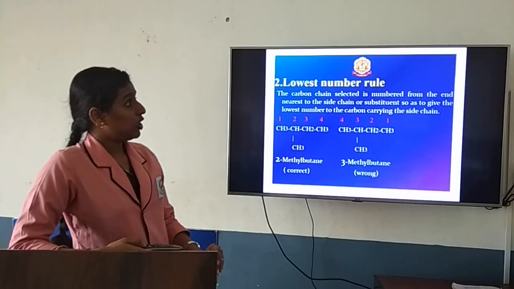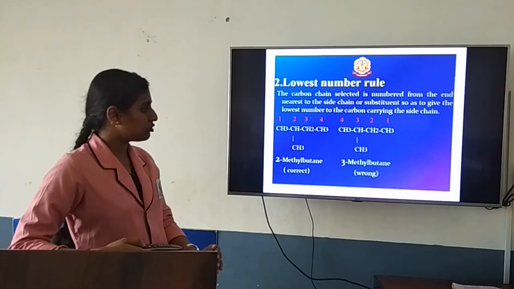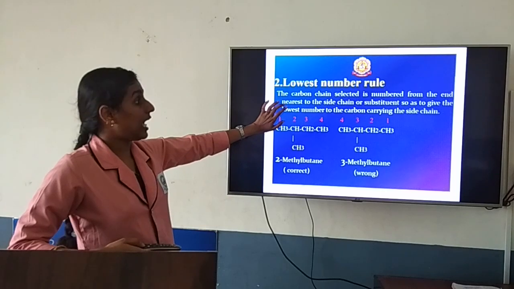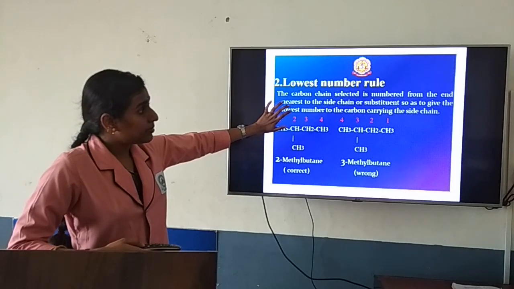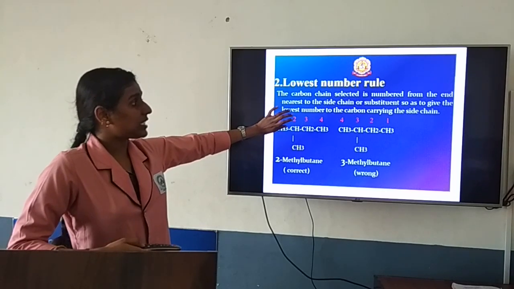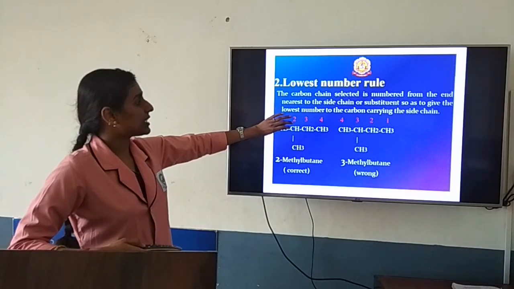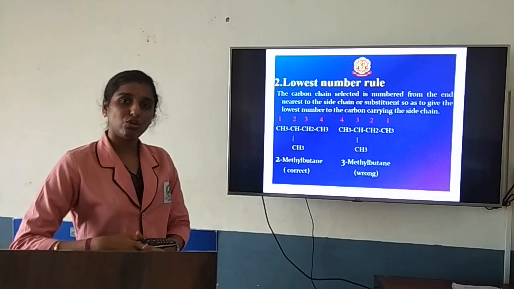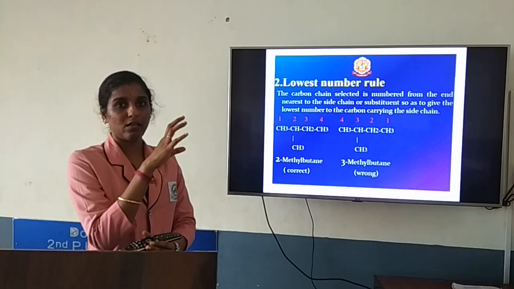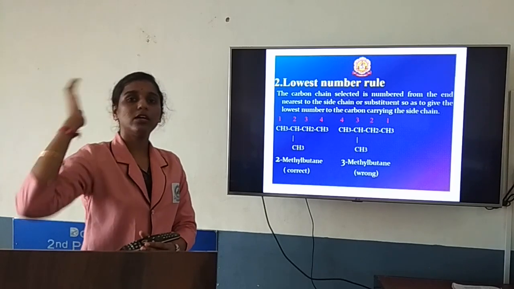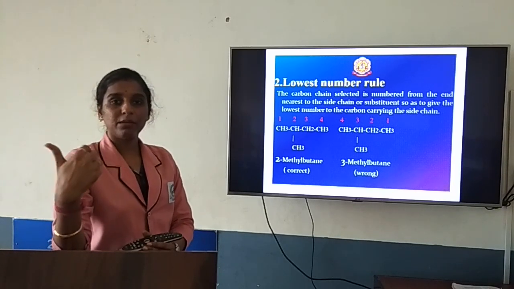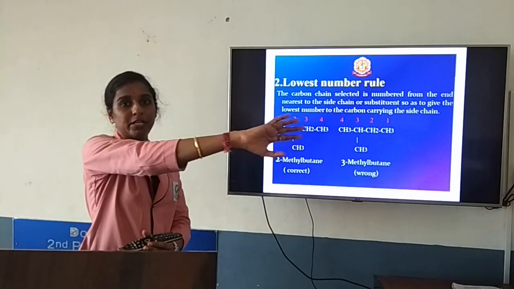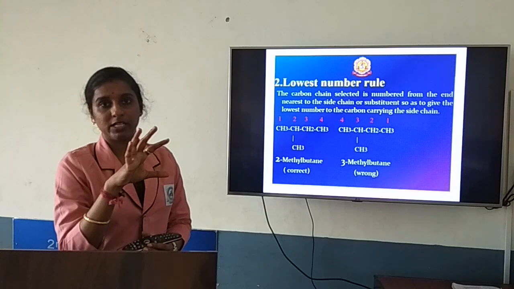Now, the lowest number rule. This goes for your functional group. The carbon chain is selected. After that, number from the end which is nearest to the side chain or substituent, so as to give the lowest number to the carbon carrying the side chain. In the sense, you are supposed to go with the functional group after giving the number. Sometimes you are worried whether to give the numbering from one end, one terminal, or the other terminal. From which side are you supposed to start giving the number?